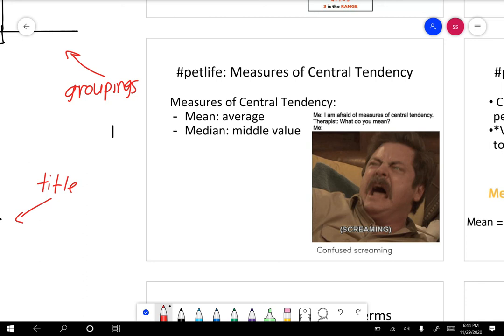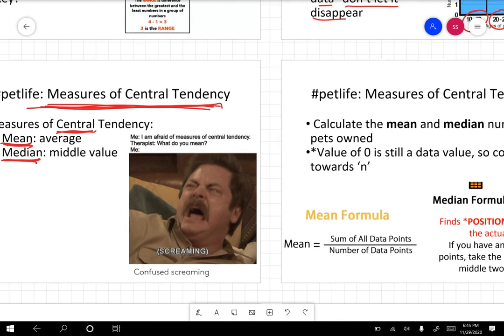Measures of central tendency. So you'll see that phrase more and more often the higher math you get with statistics. Measures of central tendency are basically talking about the mean and the median. So think of the words central, center. We know that mean means average and median means middle. So hopefully that wordplay helps a little bit. Mean is the average, right? Mean is the average, median is the middle value. But how exactly do we find those? Let's talk about it.